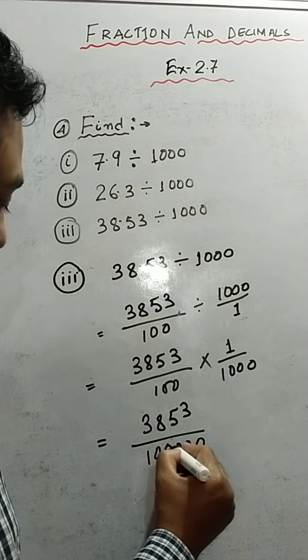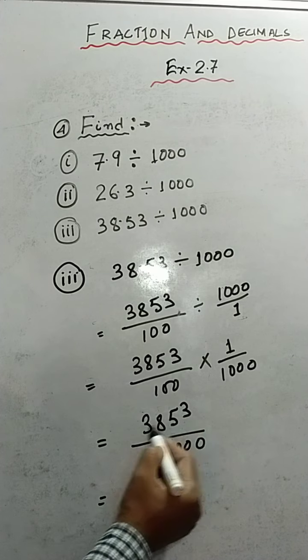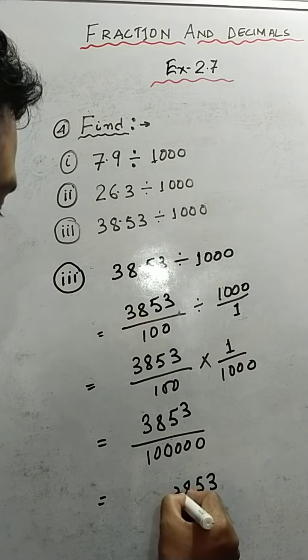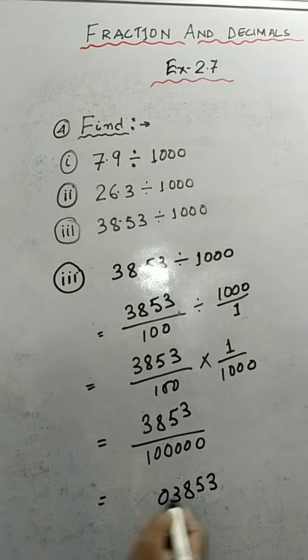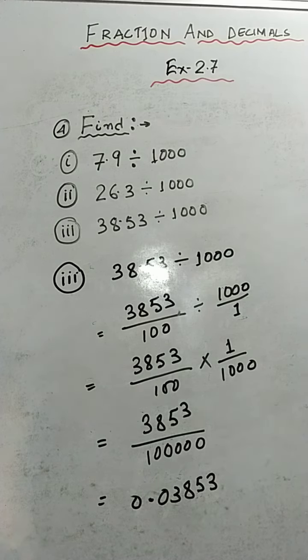1, 2, 3, 4, 5. Fine. So 5 zeros are there and we have 4 digits. So what to do? 3, 8, 5, 3. Now add one more 0, it will become 5 digits. Now put a decimal point and again another 0. Fine. 0.0385 3 is the answer. The rest 2 sums would be your homework, students.